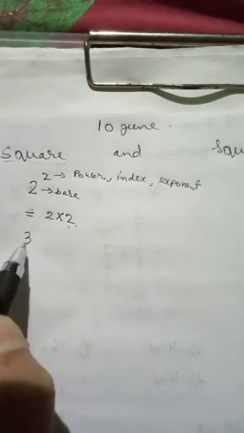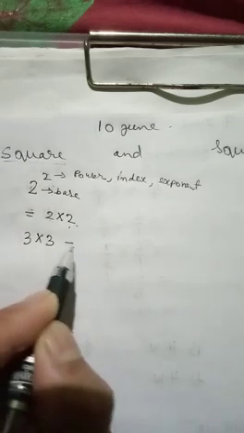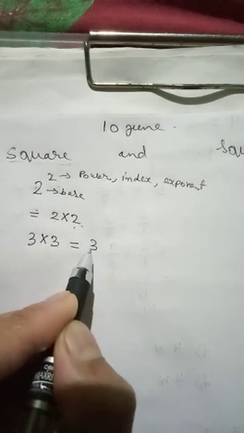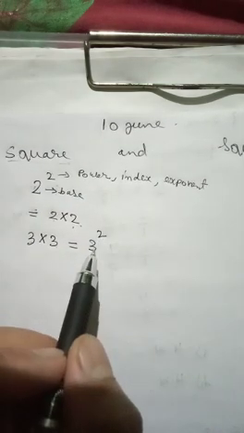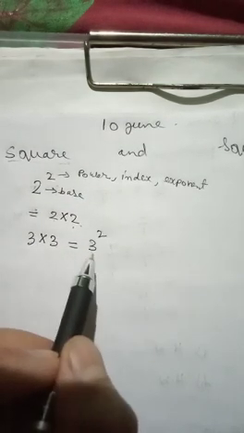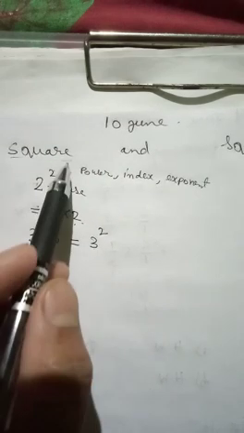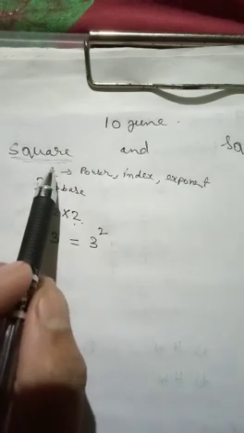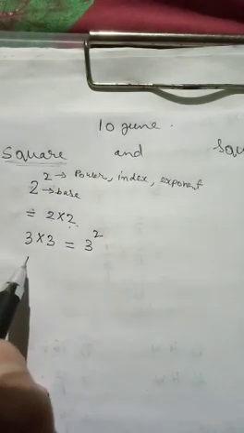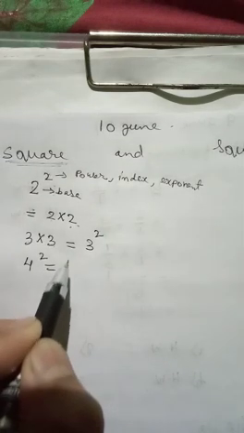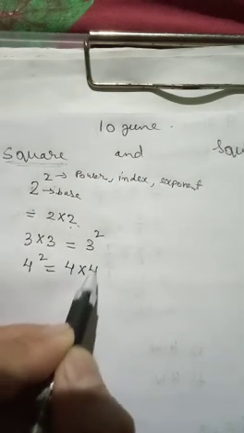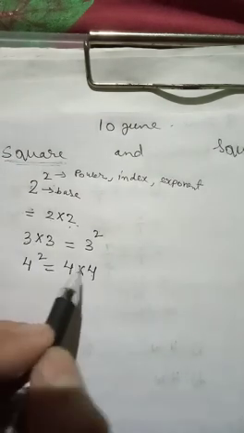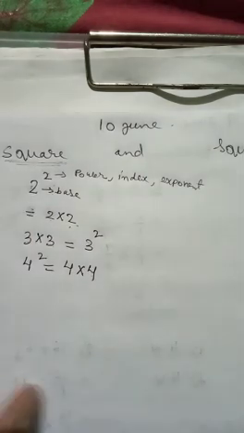You may have 3 into 3. How many 3s? There are 2 of them. So instead of writing it like this, I may write 3 to the power 2. You may read it as 3 to the power 2, or you may say 3 square. So that is the meaning of square here. Square means to the power 2. That means you multiply the same number by itself, not 4 into 2, but 4 into 4. When we do this, we call it square.